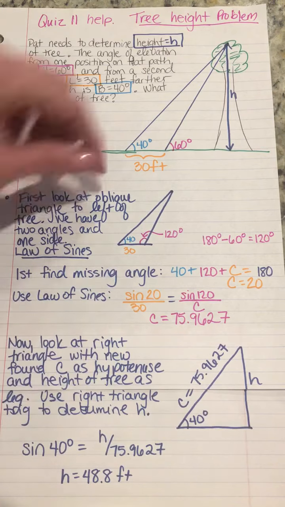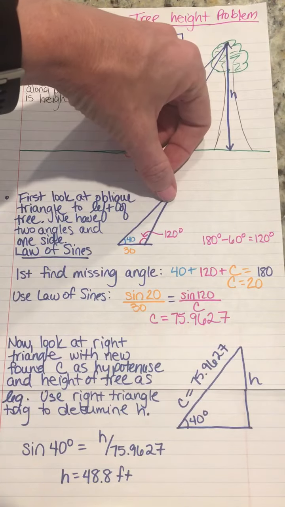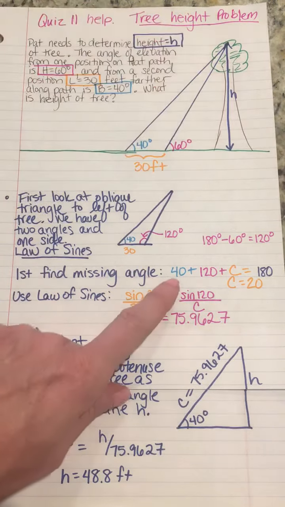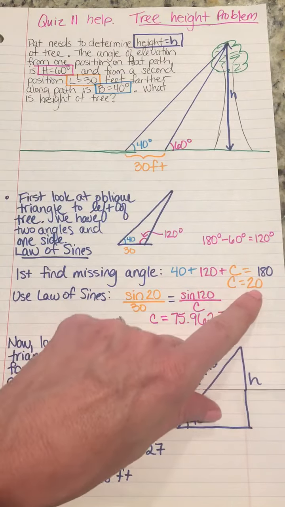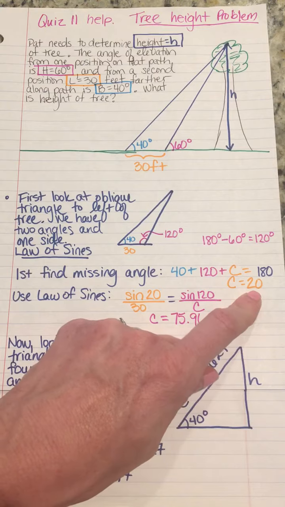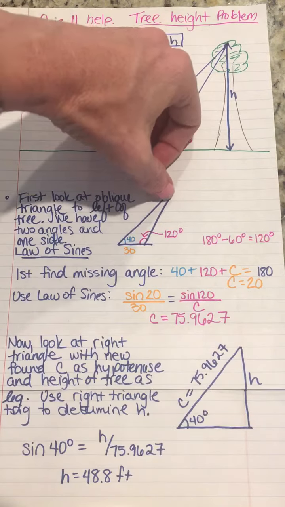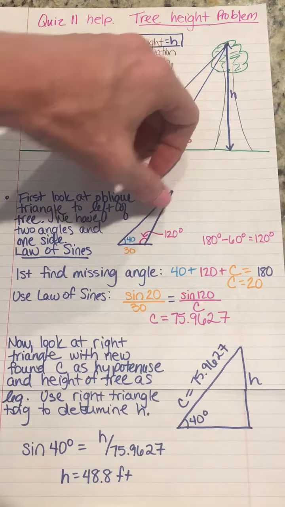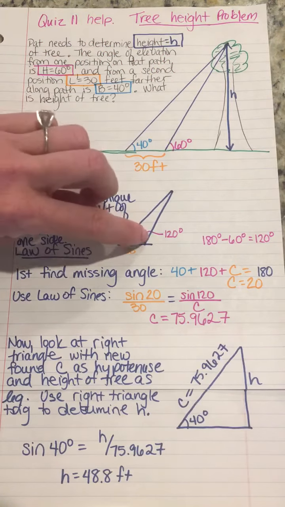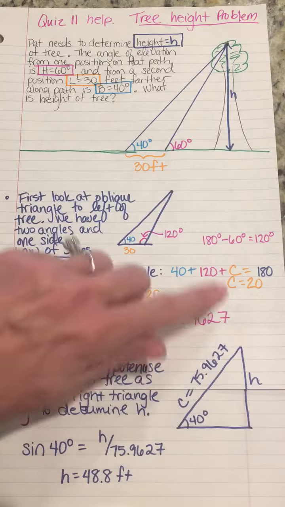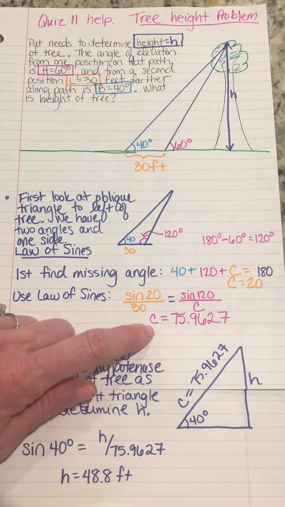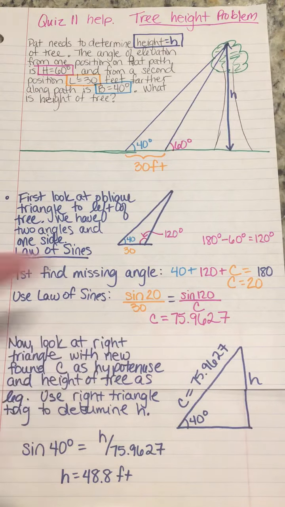So the first thing I need to do is find this angle that's missing up here. So 40 plus 20 plus C, I'm going to call this C, is 180. So C is 20 degrees right here. So once I have this, I can use the law of sines. So the sine of 20 over 30 equals the sine of 120 over this distance C. I set it up right here. C is 75 point, and I left a lot of decimals for you.